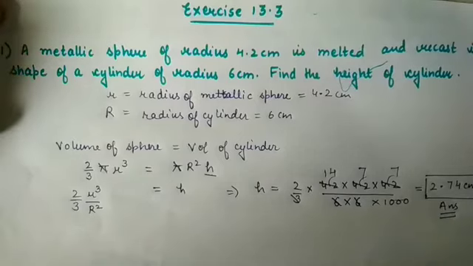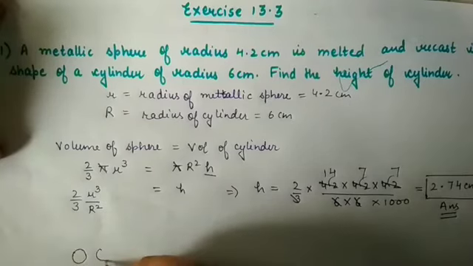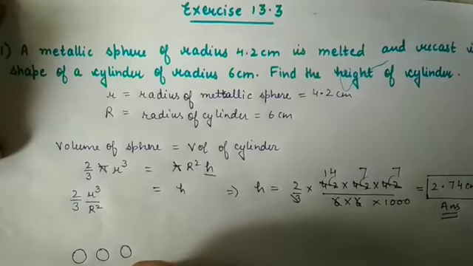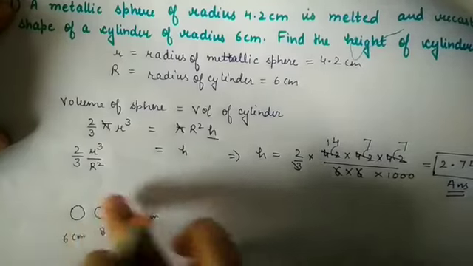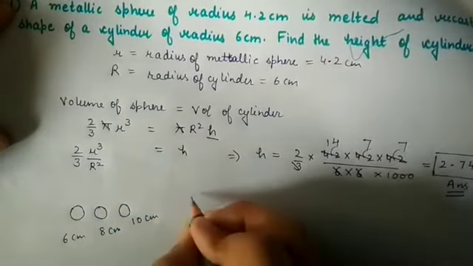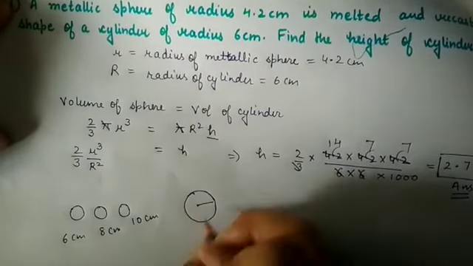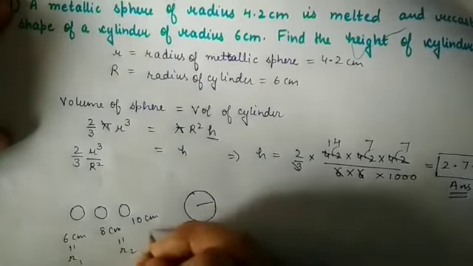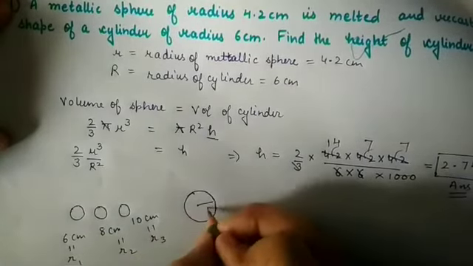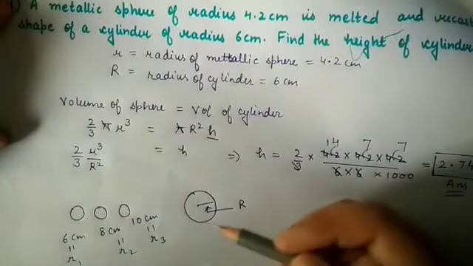Now in next question it is given that there are three metallic spheres of given radius 6 centimeter, 8 centimeter and 10 centimeter, and three of them are melted, and then a large sphere is made out of them. We have to find the radius of this large sphere. So what you will do, suppose this radius to be r1, this to be r2, and this to be r3, and this radius that you have to find be R. Now what you will do, you will equate their volumes.